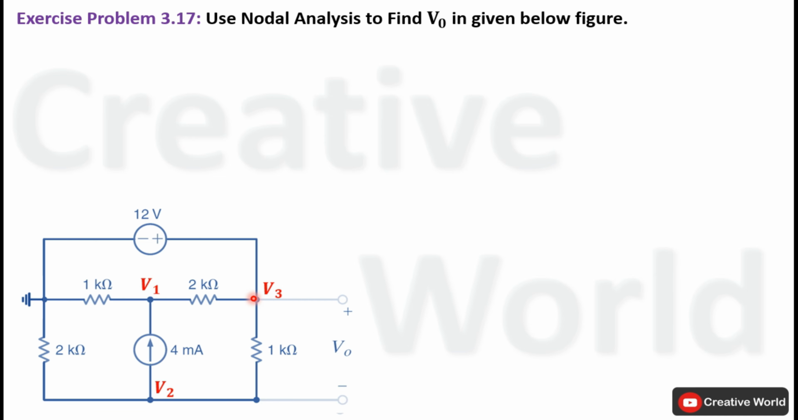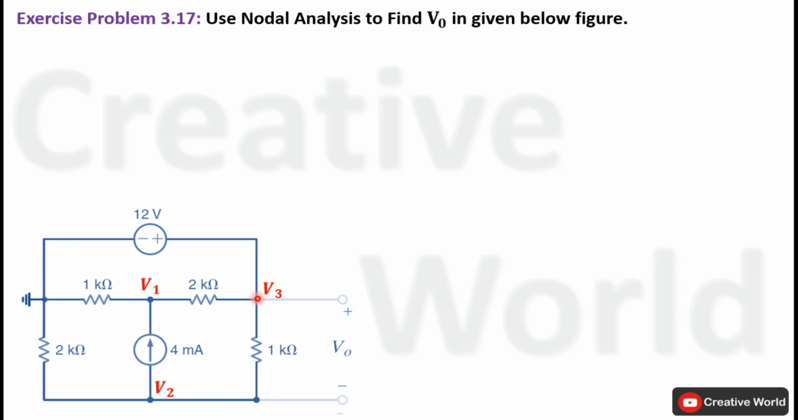One more thing to notice: this voltage V3 will be equal to 12 volt because of this voltage source, which is connected between node 3 and the reference or ground node. The positive terminal of this voltage source is connected to node 3. That's why the value of V3 will be positive 12 volt. In the next step, we have to assume all unknown branch currents along with their directions.